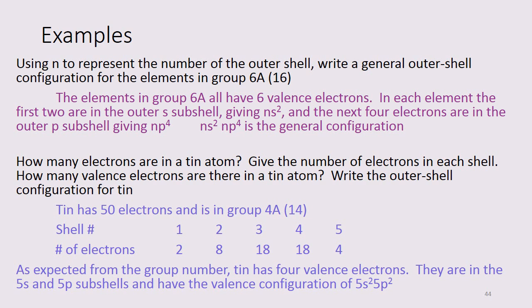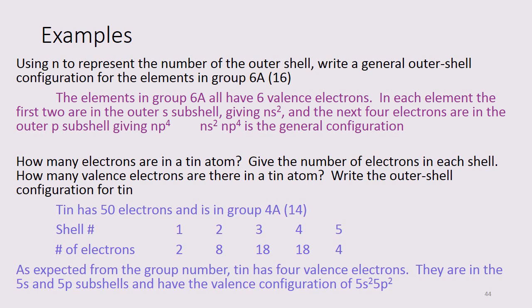All right, how many electrons are in a tin atom? Well, tin, you may have a hard time finding it, but tin is Sn. It's element number 50. Give the number of electrons in each shell. All right, so you can kind of do it. We know the first shell has 2, the second shell has 8, the third shell has 18. Now the fourth shell has s's and p's, and then also d's, so again 18, and then the fifth shell has 2 s's and 2 p's. So 4 electrons in the fifth shell.